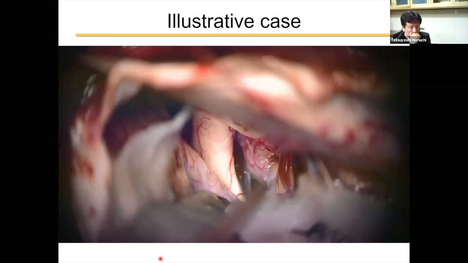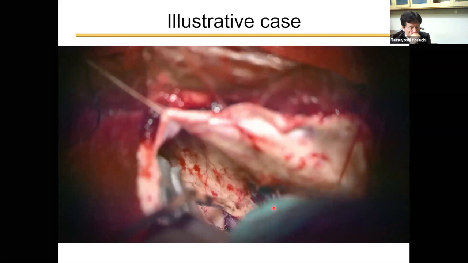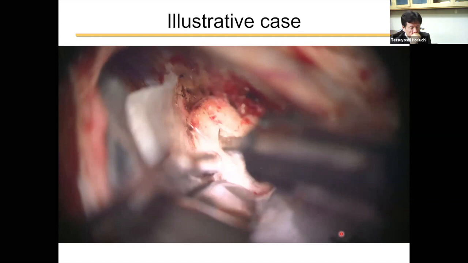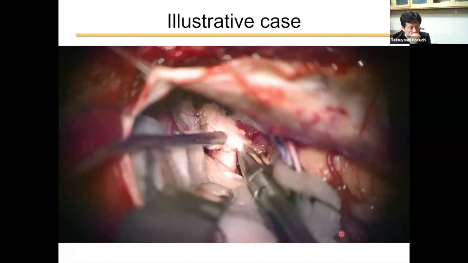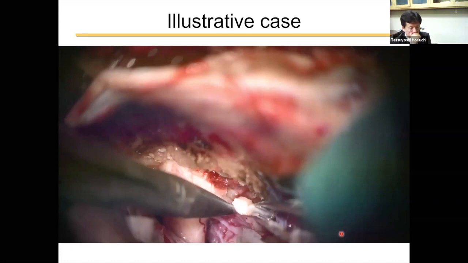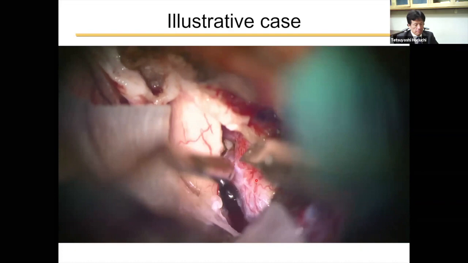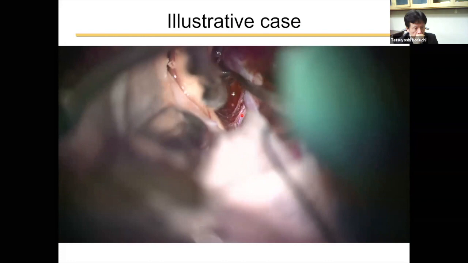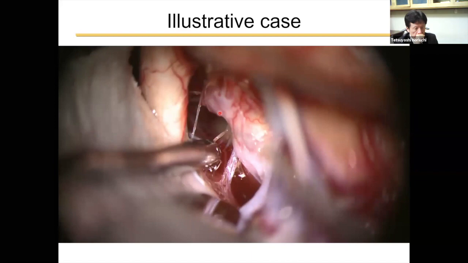This is the superior hypophyseal artery. The anterior clinoid process is removed in the usual manner. And also the distal dural ring is sectioned adequately. This is the distal aneurysm. And you can see many superior hypophyseal arteries. And this is the distal aneurysm.